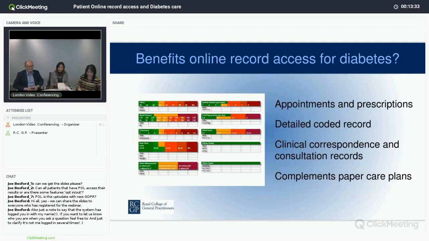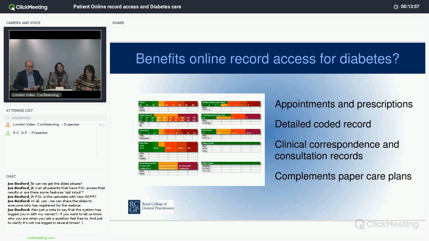So there are different types of record access that we can offer our patients. Many practices are offering transactional services. So that is access to online appointments, so making and cancelling appointments online, and online prescriptions, so requesting their repeat prescriptions and keeping track of their medications.